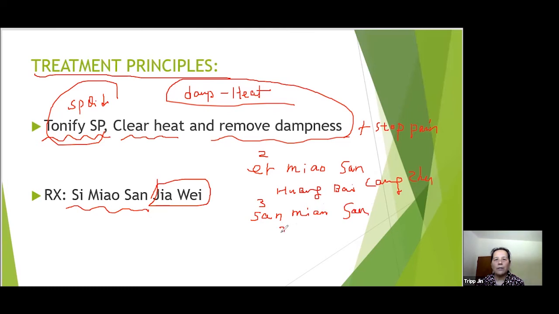So that's 二妙散 plus 牛膝. Now we're talking about 四妙散, four ingredients. 妙 means wonderful. Two ingredients in there form a wonderful formula, that's 二妙散. Three ingredients form a wonderful formula, that's 三妙散. And four ingredients form a wonderful formula, that's 四妙散. That's 三妙散 plus 薏仁.